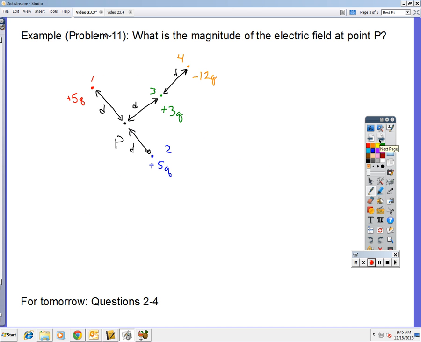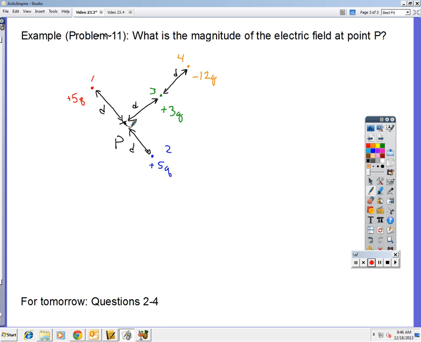So here's an example of something you might actually have to do. It's problem 11 from your book. You have a collection of 4 source charges. You've got plus 5Q here, plus 5Q down here, plus 3Q, and minus 12Q. And they're all separated by a distance d from other things. And we're trying to find the field at x marks the spot at point P.